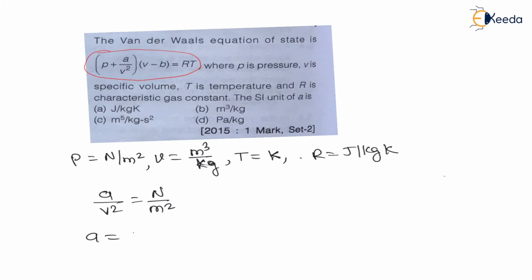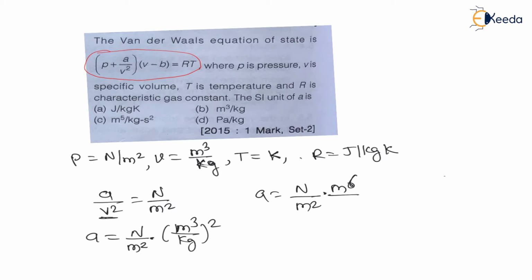Therefore, the unit of A will be equal to Newton per meter square into the specific volume unit, meter cube per kg, whole square, because it is volume square. So meter cube power 2 means meter power 6, divided by kg square. Therefore, A is equal to Newton into meter power 6 by meter square, so 2 meters cancel. In the numerator we get meter power 4 divided by kg square. This will be the unit of A.